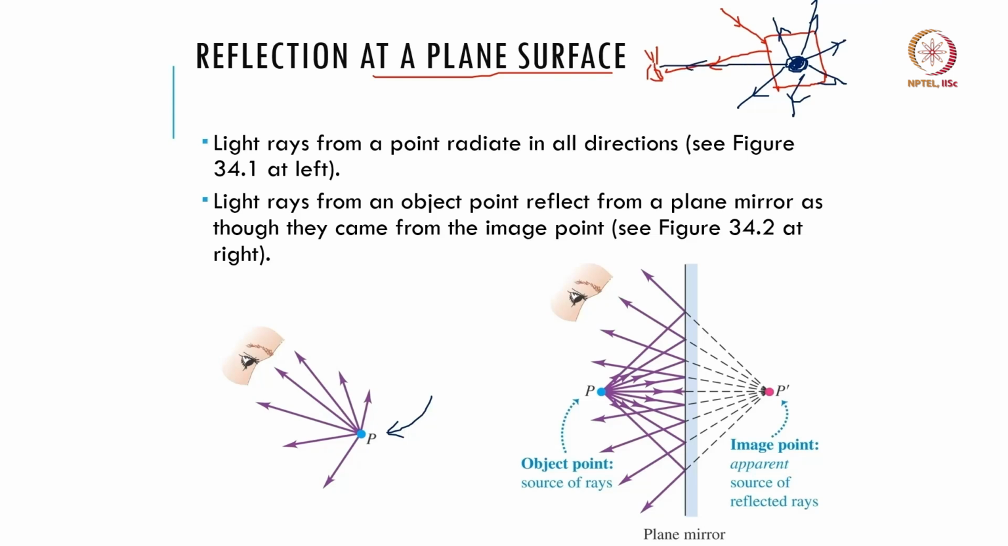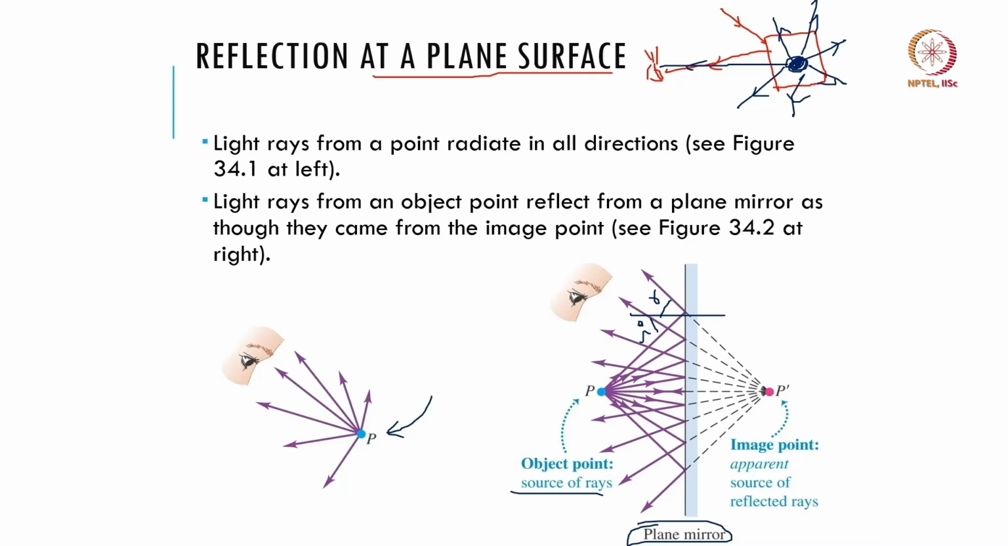Now let's see how the image of this object is formed when it is placed in front of a plane mirror. Now this point object is placed on one side of the plane mirror, and since it's a point object, different light rays travel radially outward from this point, and those light rays hit the interface of the mirror and reflect back. Now the reflection at the mirror occurs in such a way that the angle of incidence is equal to the angle of reflection.